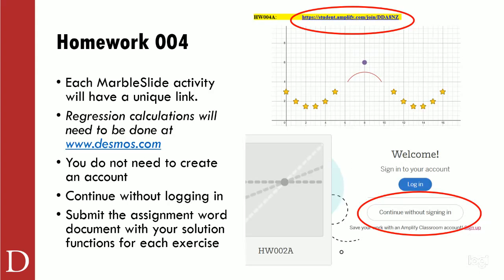I'm going to publish homework 4. There will be 3 elements in homework 4, just like the previous ones. And the goal in all of these elements is to get as many of those stars as you can. So click on that link. You do not have to create a login. You can just continue without signing in.